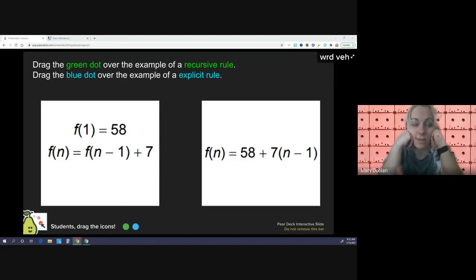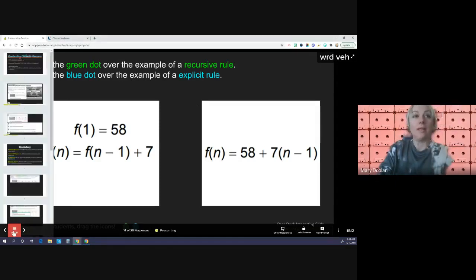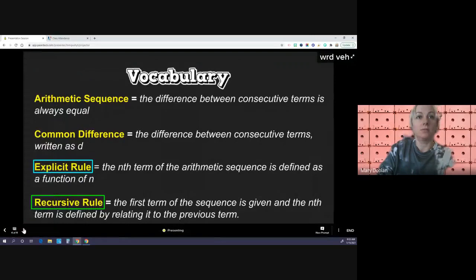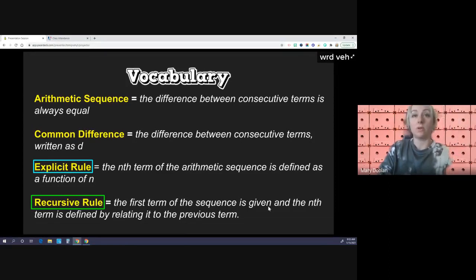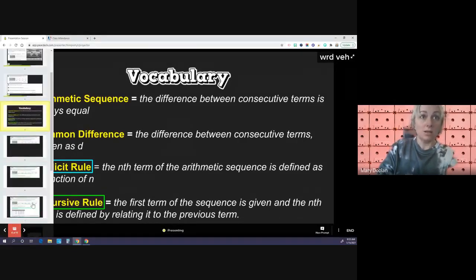F of 1 equals 58. Perfect. You guys see that? How right here, f of 1 is equal to 58. This has the function at 1. This one does not give you the function at 1. Only one type of rule has to give you what f of 1 is. And right here, the definitions, explicit to recursive. Recursive rule, the first term of the sequence is given. That's what f of 1 is. The function at 1 is the first term of the sequence. So the recursive rule is always the one that has f of 1 equals.